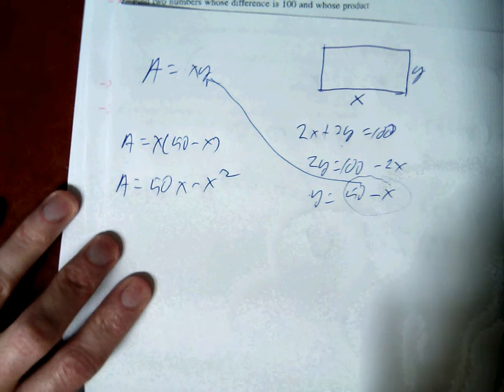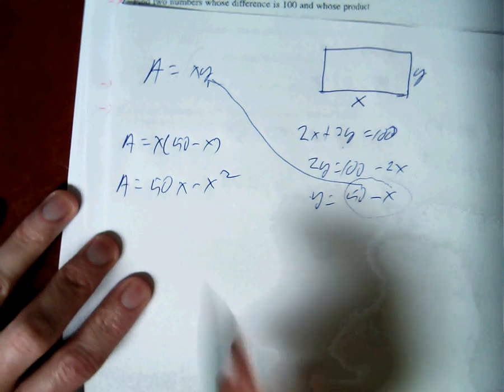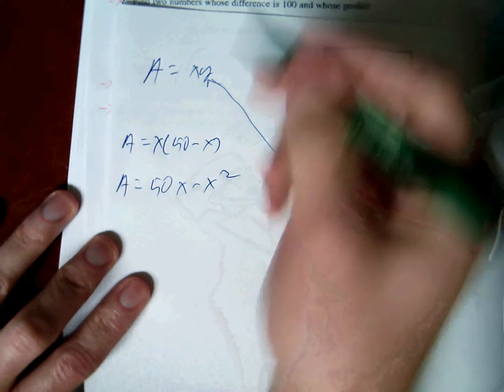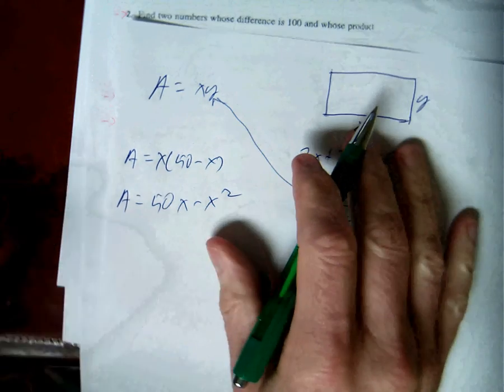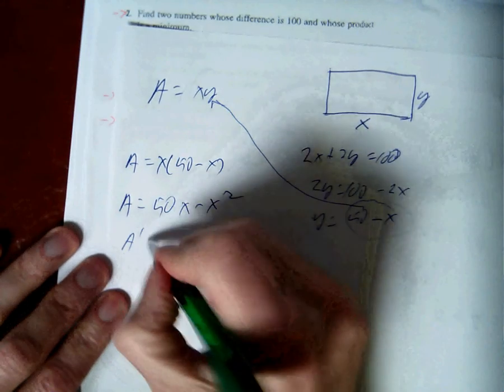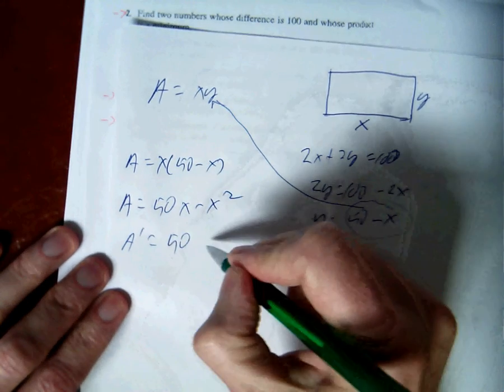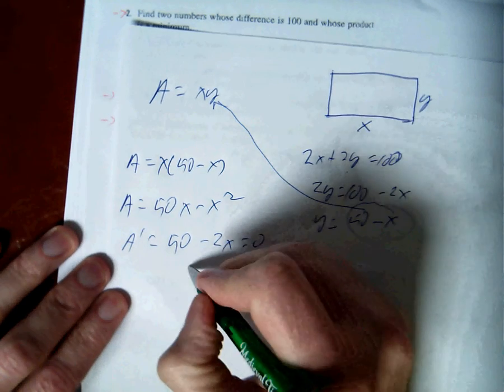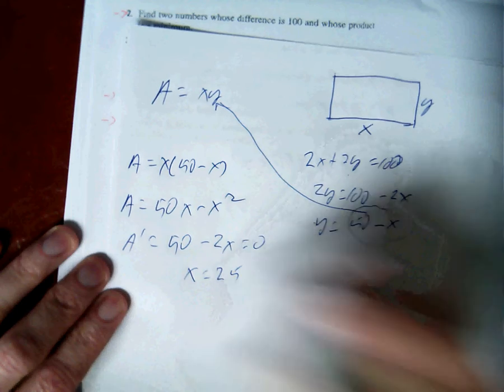And now I get to do the same thing I did in the previous problem. I want to do the calculus part. I'm looking for a maximum. And so take the derivative of this. That's going to give me 50 minus 2x, set it equal to 0. When I solve, I find out that x is equal to 25.